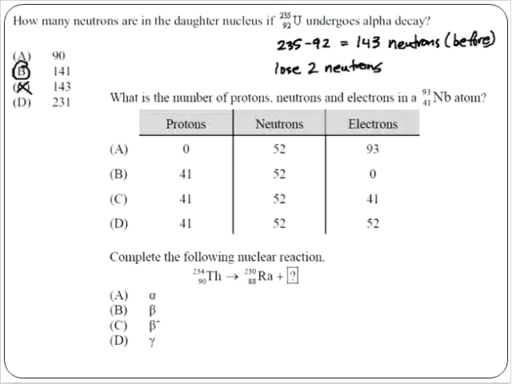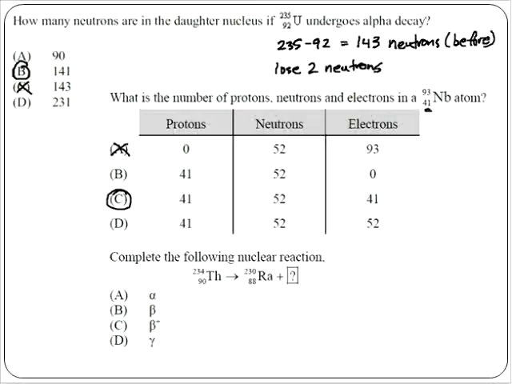Next one, what is the number of protons, neutrons, and electrons in this atom? Well, I know right away because the bottom number is 41, there's 41 protons. So that eliminates this answer right off the bat. But I also know there's 41 electrons because this is an atom, and atoms are neutral. So not only are there 41 protons, there are also 41 electrons. That's the only one that matches. We don't even need to worry about the number of neutrons. If you look, it was the same in every choice anyway, so obviously that one was not going to be the determining one.